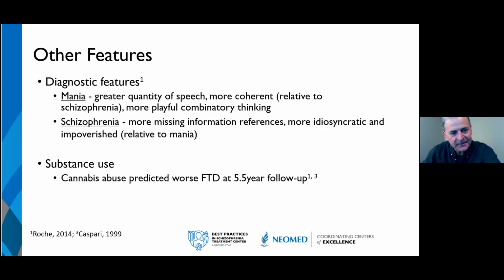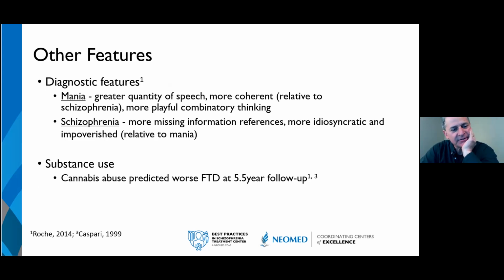All right. A couple of diagnostic features. Mania: when you look at group comparisons, the quality tends to be greater quantity of speech, more coherent, relatively speaking, more playful, combinatory sort of thinking. So, there's a dog, it looks like it's got wings, it's a flying dog, kind of playful kinds of things. That sort of thinking is more characteristic of manic style, whereas in schizophrenia there's more missing information reference. It's more stilted, idiosyncratic, harder to link up connections, things like that.